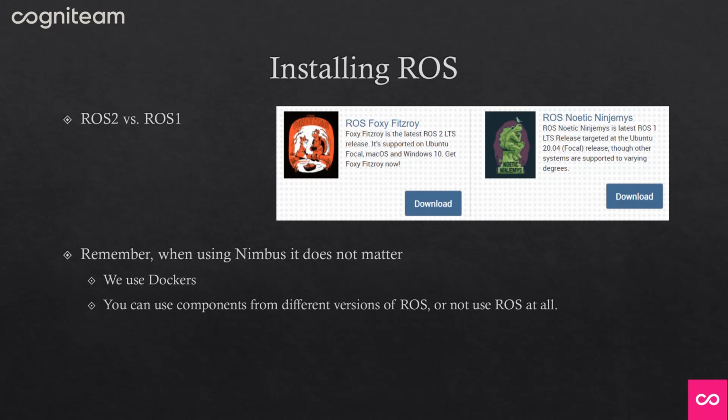Today we have two major versions of ROS, ROS 1 and ROS 2. ROS has existed for 10 years now, and up until recently we had different versions of ROS 1. ROS 2 is now a new version, which is in some ways more robust. You need to remember that if you build a robot using ROS 1 components, they cannot communicate with ROS 2 components, so you are restricted to the version of ROS. But please note that by using Nimbus, it really doesn't matter because we use Dockers. So you can build your robot where some of the components are ROS 1, some are ROS 2, and others might not be from ROS at all.